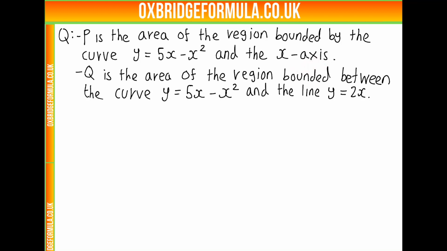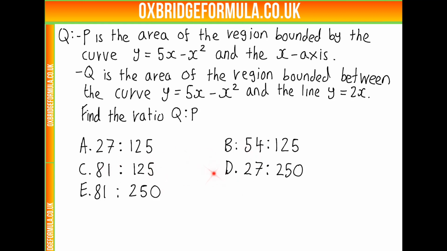And similarly, we're told Q is the area of the region bounded between the curve y equals 5x minus x squared, same curve we had here, and the line y equals 2x. And we're asked to find the ratio of Q to P. And we're given 5 varying ratios for possible answers for this.